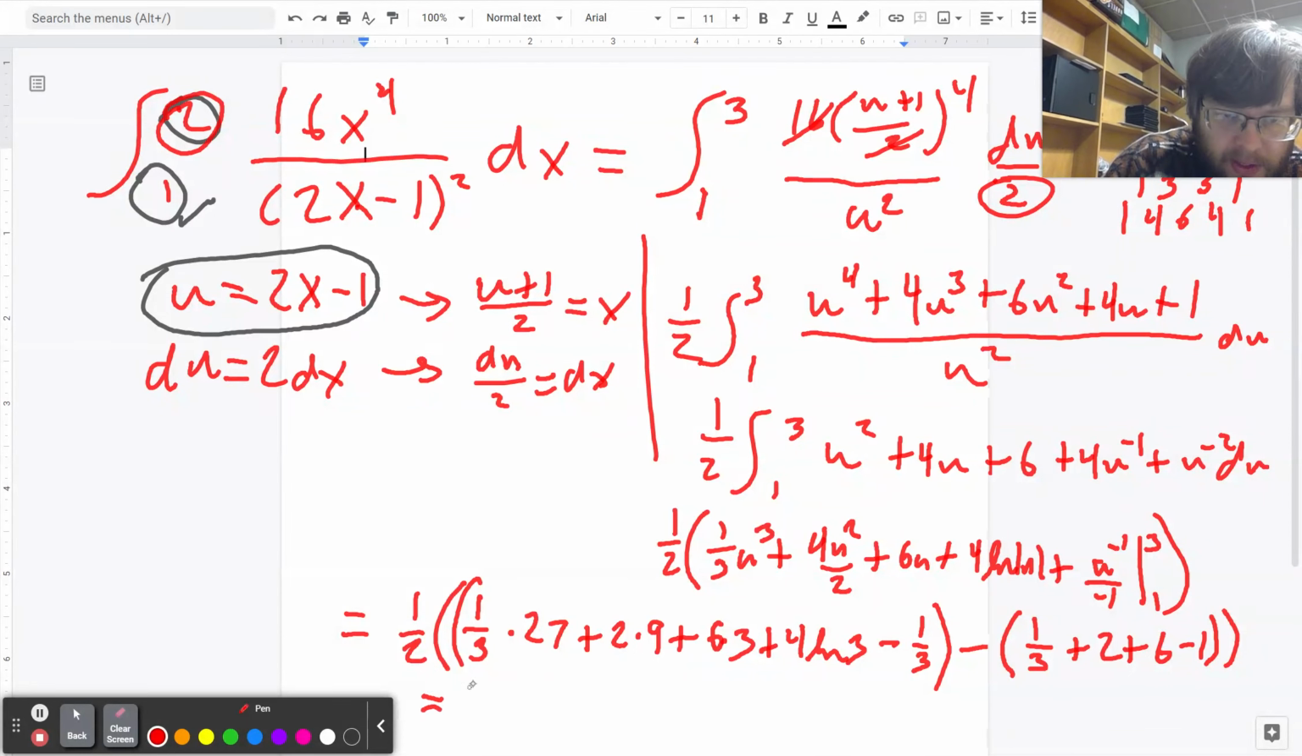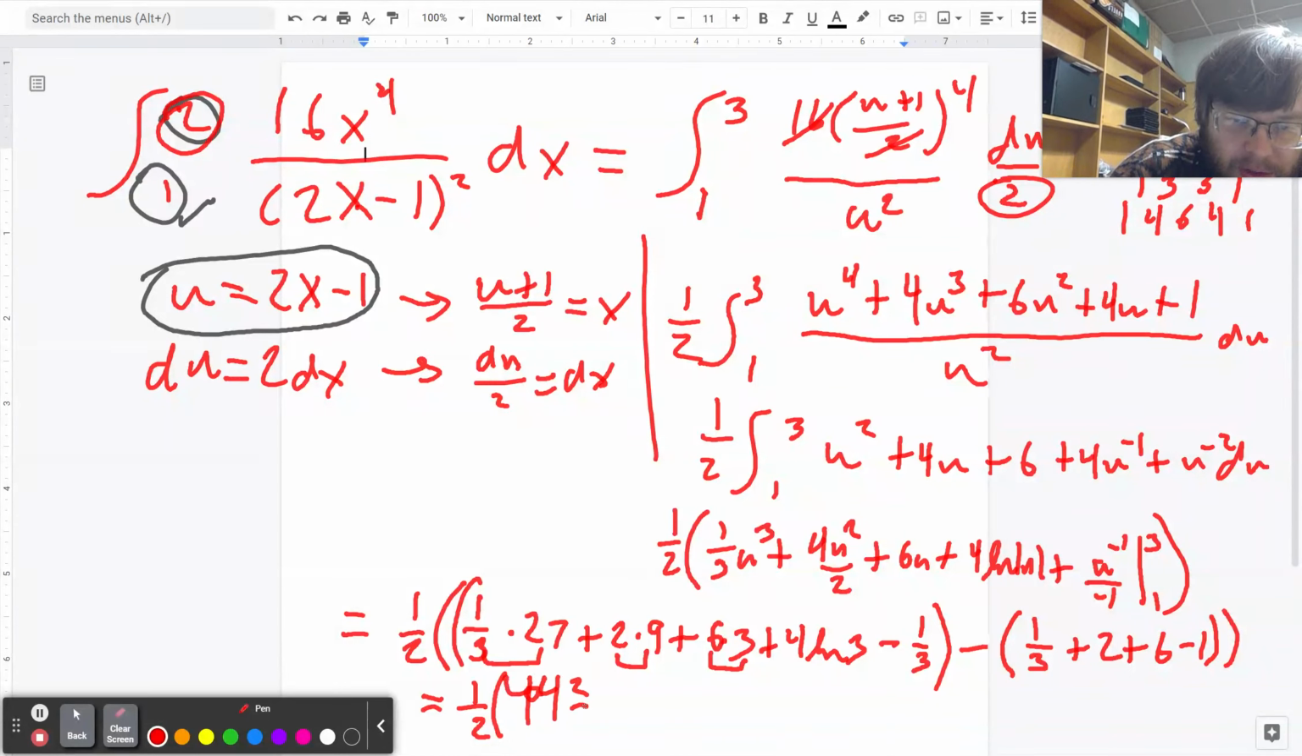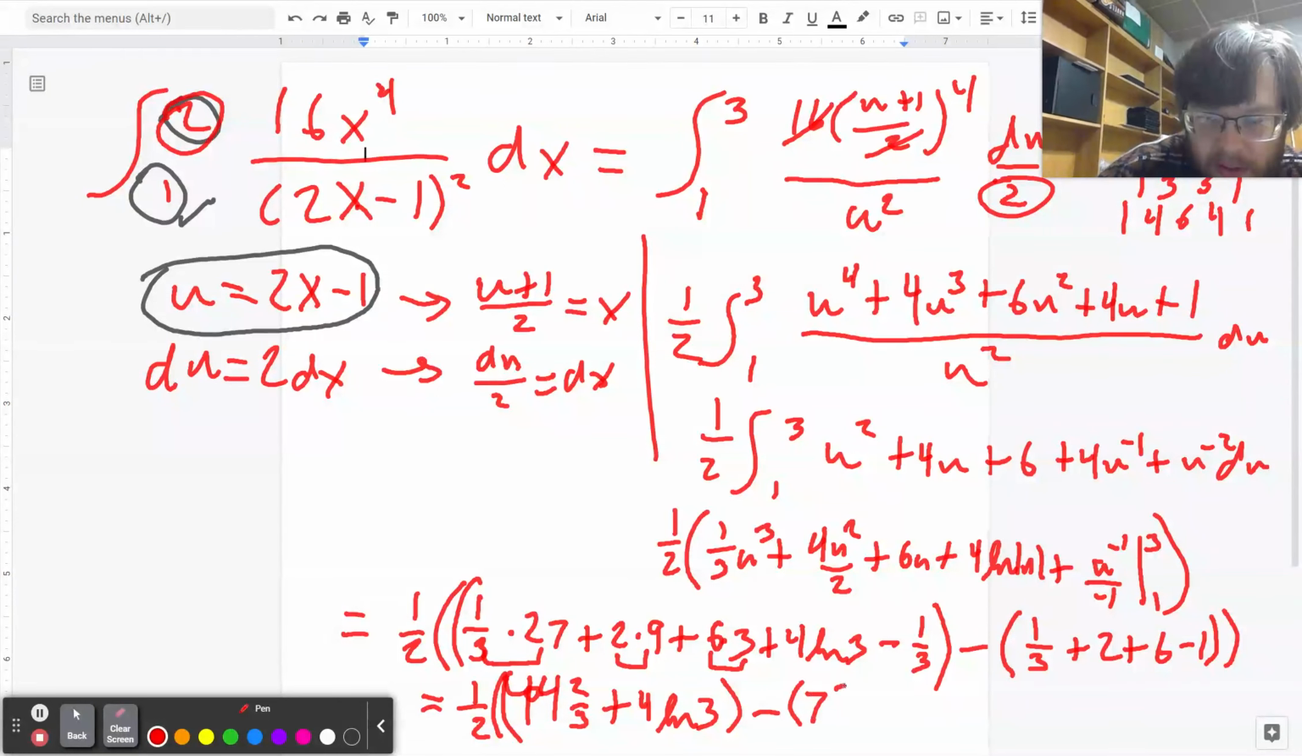Okay, so I don't think this is going to come out to be anything particularly enlightening, but let's see, this is 9 plus 18 is 27, plus another 18 is 45. So we have 45 minus 1/3 is 44 2/3 plus 4 natural log of 3 minus, does this come out to be 8, 7 2/3. Okay, so yeah, whatever this comes out to be is the answer.